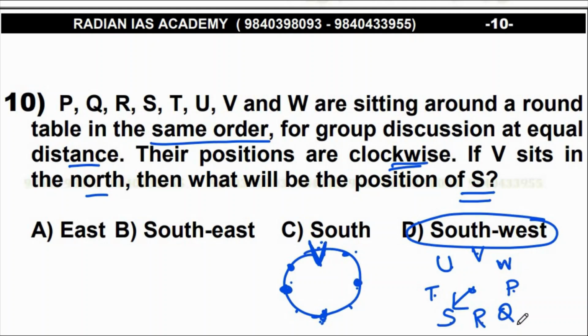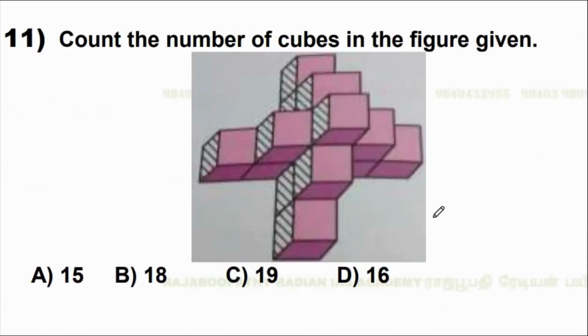So here is the explanation. So the answer is southwest. Next, 11th question. Count the number of cubes in the figure given. Count the number of cubes, including the hidden cubes. Some cubes are not visible from here. So all the cubes. What is the total number of cubes in this setup?